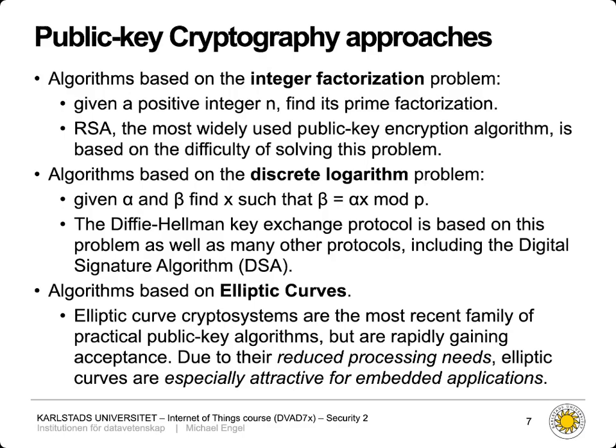A related approach are algorithms based on the discrete logarithm problem. So here we are given two values alpha and beta, and our question is to find a value x such that beta can be written as alpha^x modulo some value p. So for large numbers, this gets as complex as the integer factorization problem. And the discrete logarithm problem is, for example, used in the Diffie-Hellman key exchange protocol.